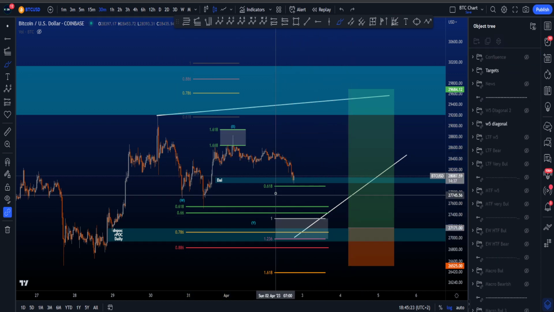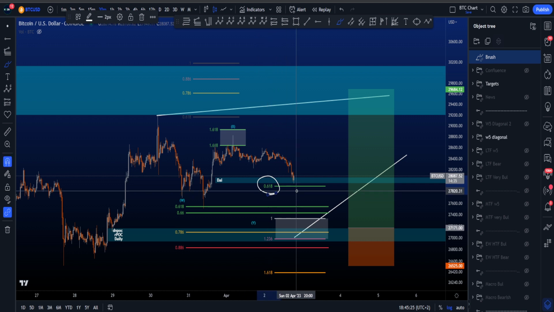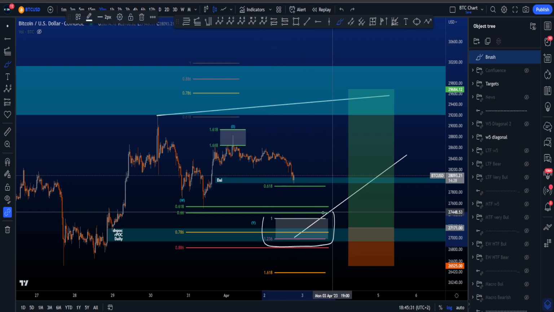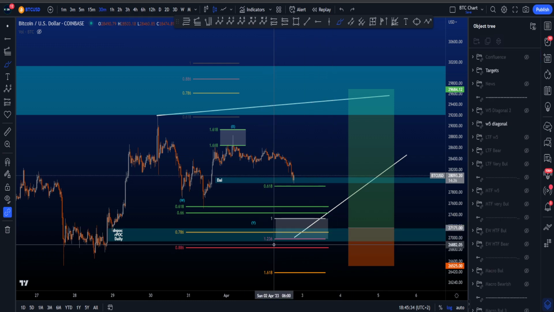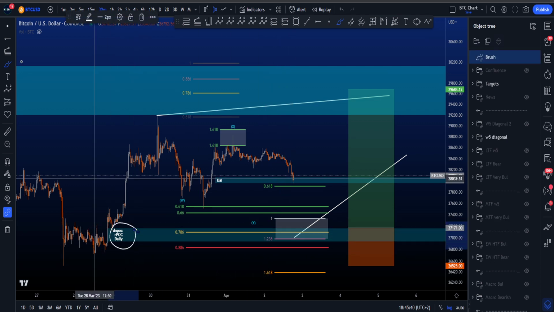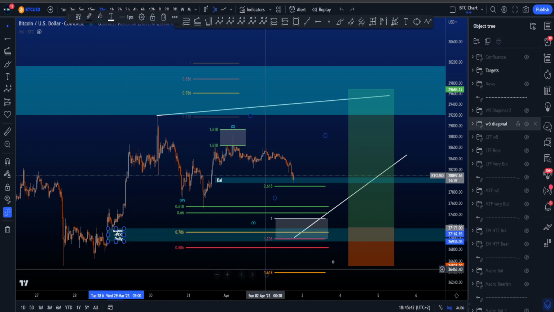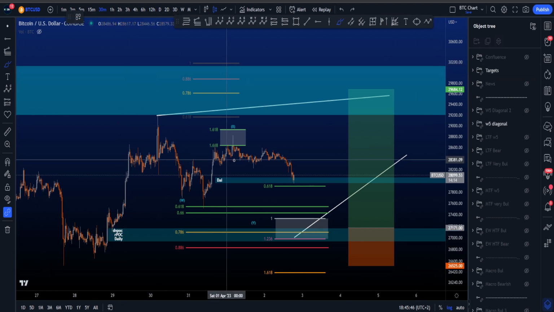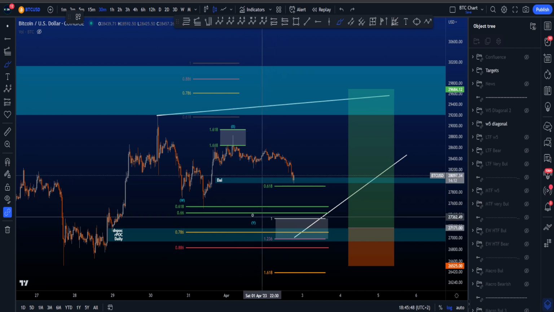Now the minimum target for a wave Y is the 0.618, which we almost hit over here, sitting at 27.9k. However, the most common target for a wave Y is between the 1 and the 1.236, which is down here between 27.3k and 26.9k, which also is in confluence with this target box over here. And if I click on the target box, you can see the prices here on the right side. So in this scenario, you would expect another move to the downside.